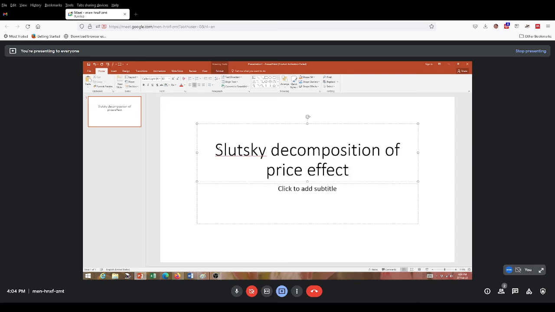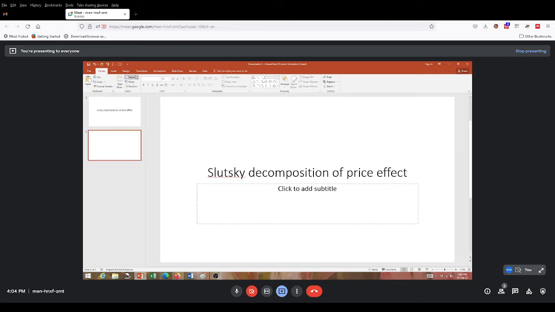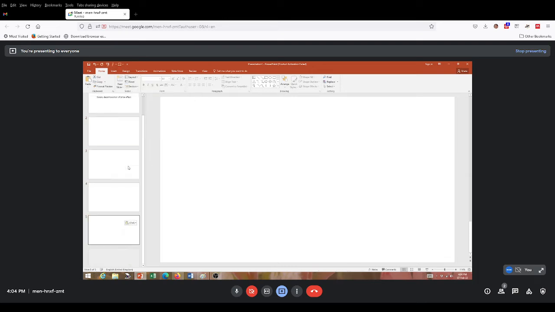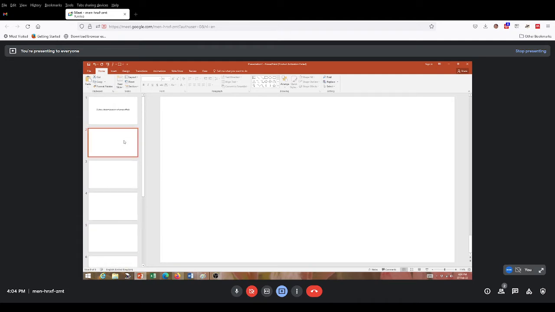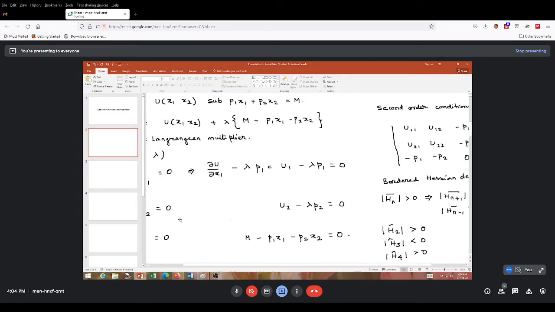So what we are basically going to do is, now that we have found out the objective function and the first order conditions, we are going to derive the demand curve, and then we are going to examine the impact of a change in price.